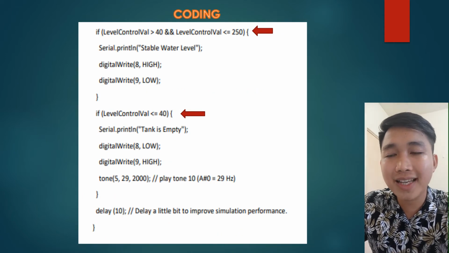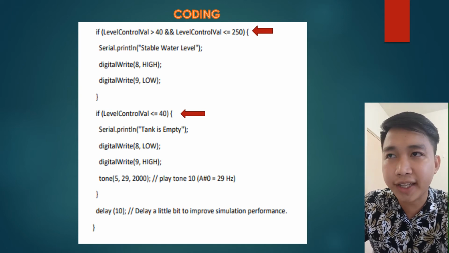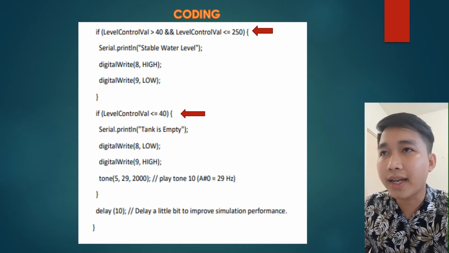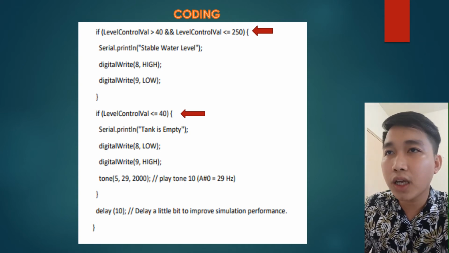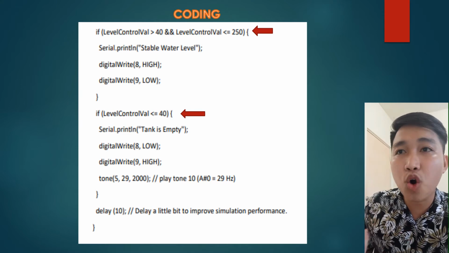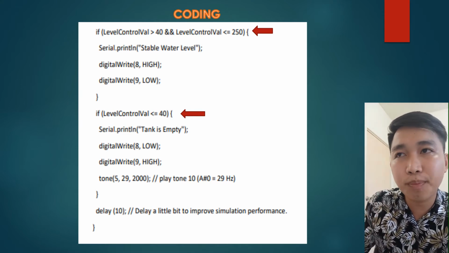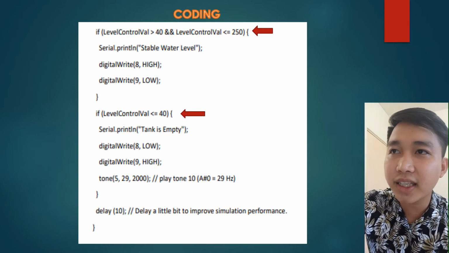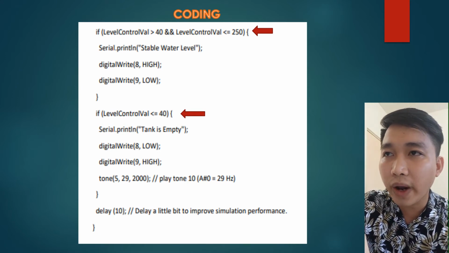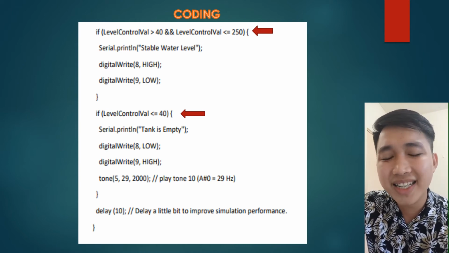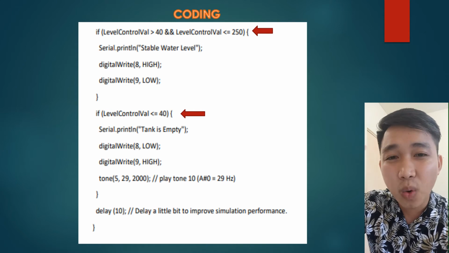So here is the last part of the coding text, and we can see here another level. The level is between 40 and 250, less than 250. In this case, the output is a stable water level. For the stable water level, we can see here digital write 8 is high, meaning the DC motor is still activated when the water level is at this level.